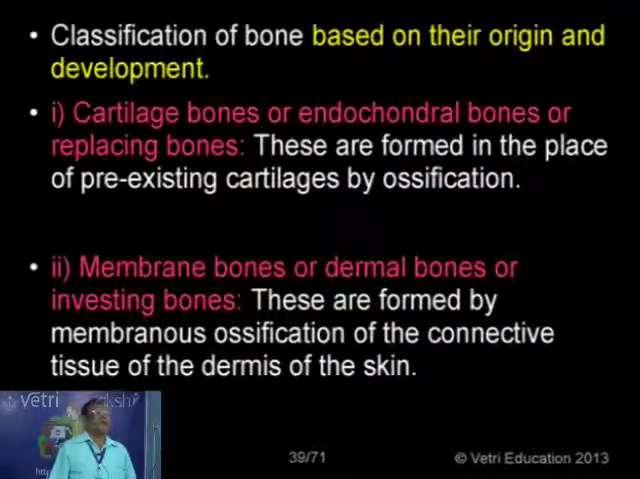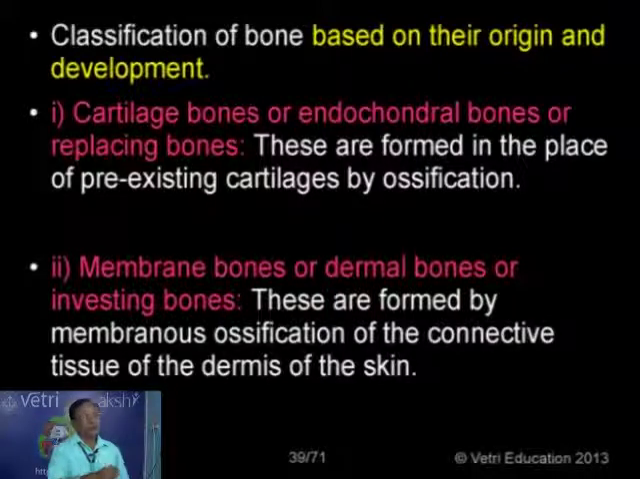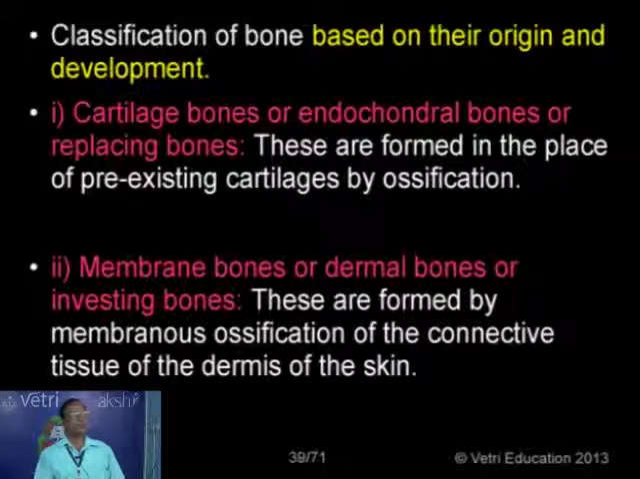Now we have different types of bones. All together, as I mentioned in the beginning in the flowchart, there are four different types of bones. Now let's take the first one: the classification of bones based on the origin and development. Based on the origin and the development, we have two different types of bones, and each type has more than one name. The first one, cartilage bones.